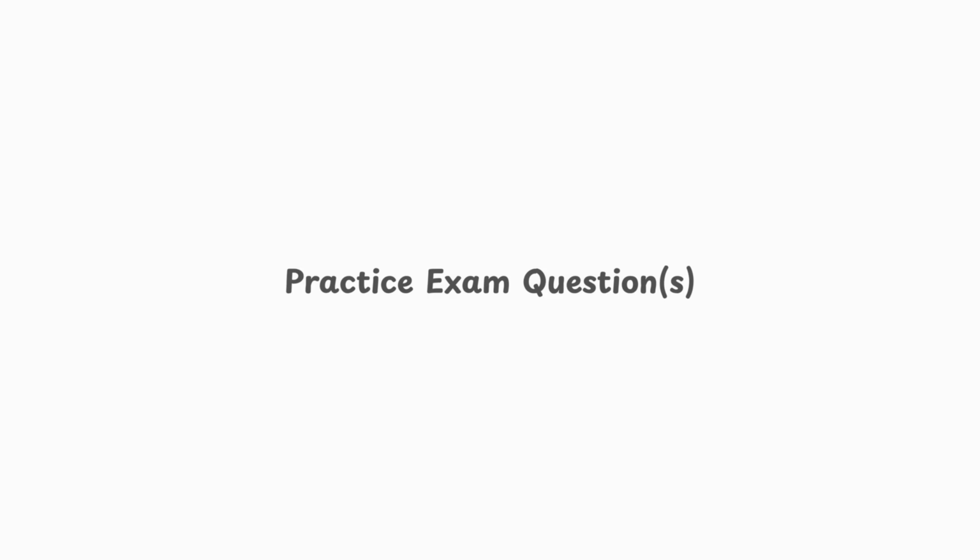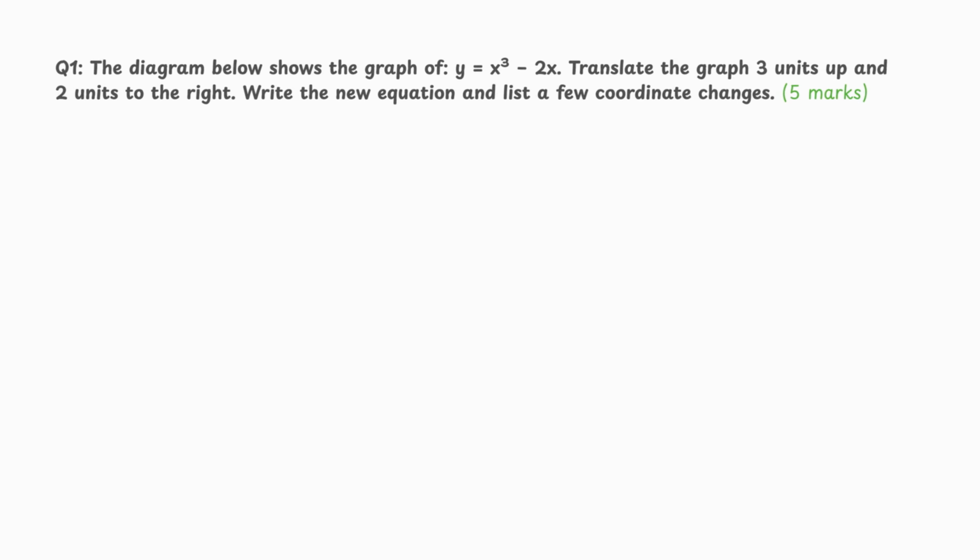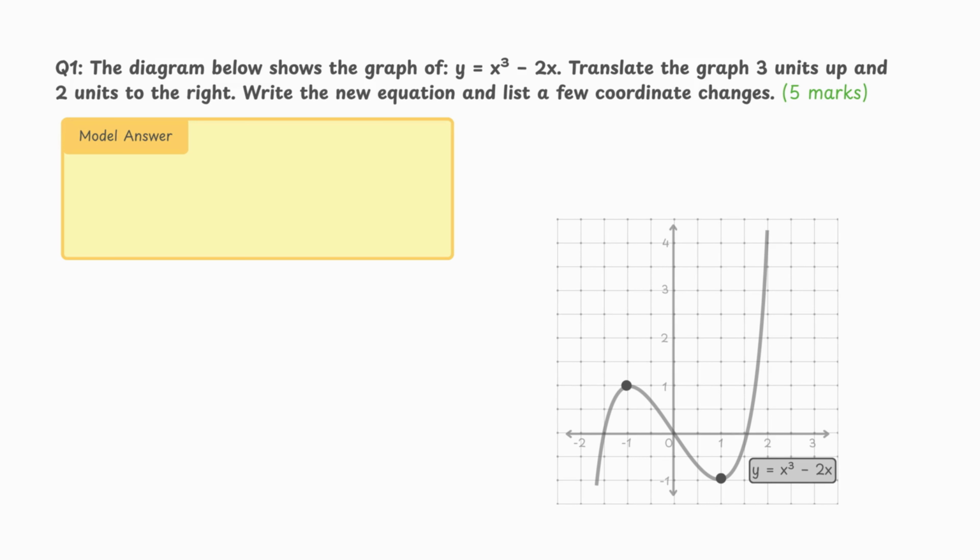Now let's dive into some exam-style practice questions. You can pause the video and try yourself. Question 1. The diagram below shows the graph of y equals x cubed minus 2x. Translate the graph 3 units up and 2 units to the right. Write the new equation and list a few coordinate changes.